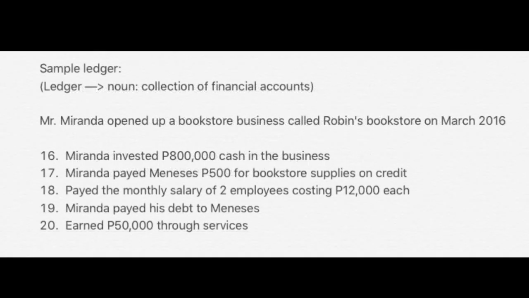Now that we know the definition of some of these terms, let's work on a problem. Now that we have our ledger, Mr. Miranda opened up a bookstore business called Robin's Bookstore on March 2016. Then it starts off by, on March the 16th, Miranda invested 800,000 pesos cash in the business.